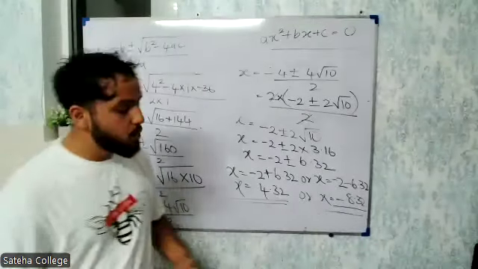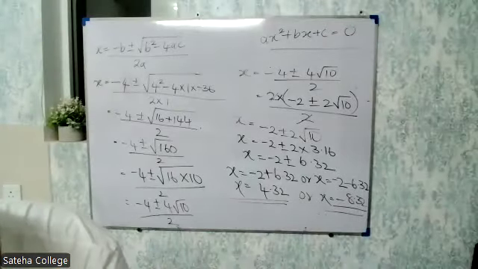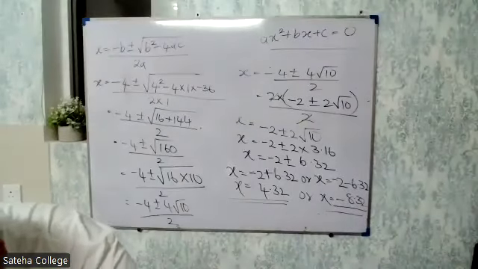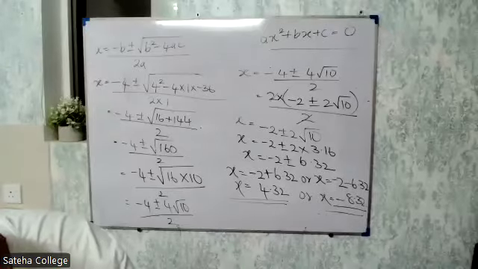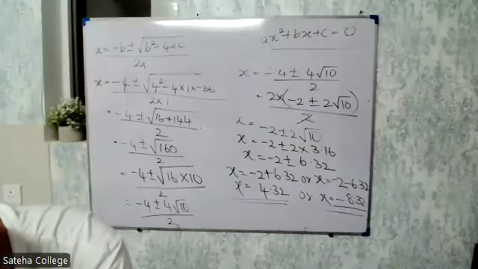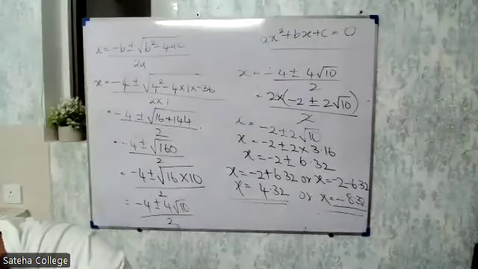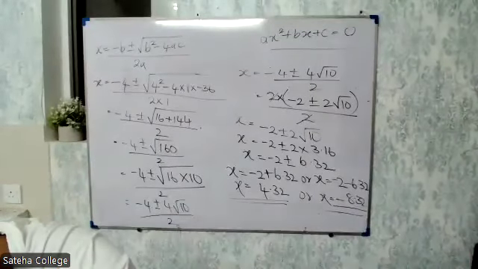Can someone tell me, do I take the positive value or the negative value here? According to this question, you only take the positive value. Give a reason for it. Because length can't be negative. Very good. Length cannot be negative.